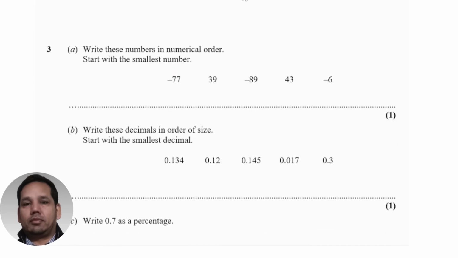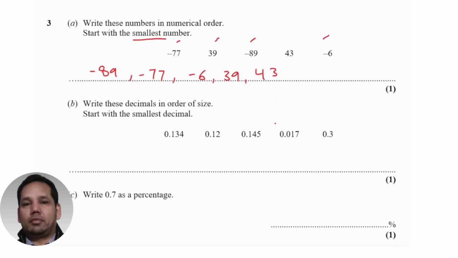Let's see question number 3. Question number 3 says write the numbers in numerical order. Start with the smallest number. What is the smallest number? We know that the biggest negative number is the smallest number. So minus 89, that's done. Then we have minus 77, that's done. Then minus 6. What's the next number, guys? Then we have 39. And then we have 43. So we need to put them in order, smallest first. The biggest negative number is the smallest and 43 is the biggest number.